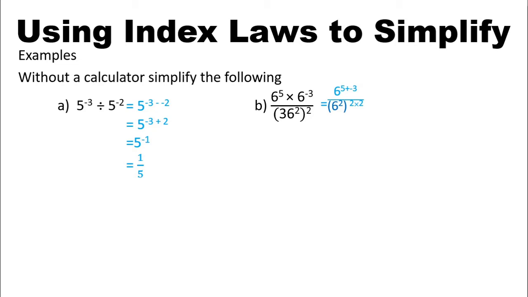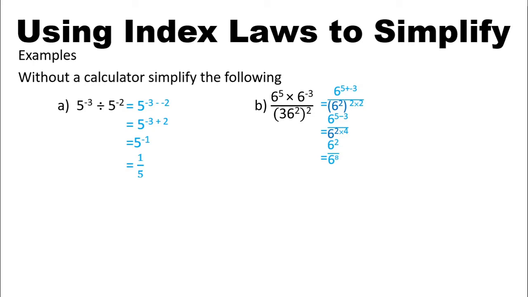And 36 is 6 squared, to the power of another 2. Our power law made us multiply their powers together. So that's going to be 6 to the power of 5 minus 3, because the plus minus means minus, over 6 to the power of 2 times the 4. So that'll be 6 squared over 6 to the power of 8.